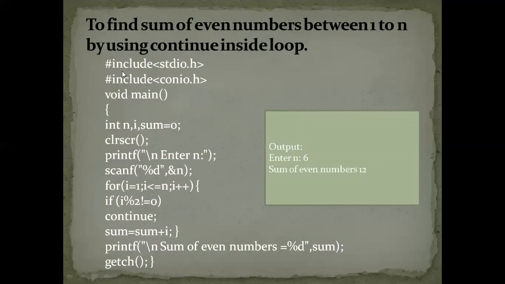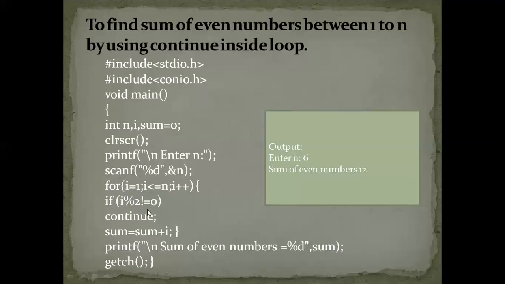Okay. So these are the header file, void main, int n, i, sum is equal to 0. Initially sum I assigned to 0. So what am I going to find here? Sum of even numbers between 1 to n. So I'm going to read the n value here. N value we can read any value. So enter n value. I have entered n value is equal to 6 here. For loop i is equal to 1, i less than or equal to n, i plus plus. N is what? 6.